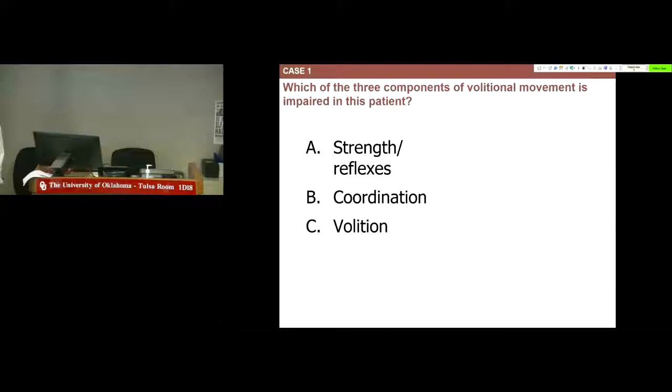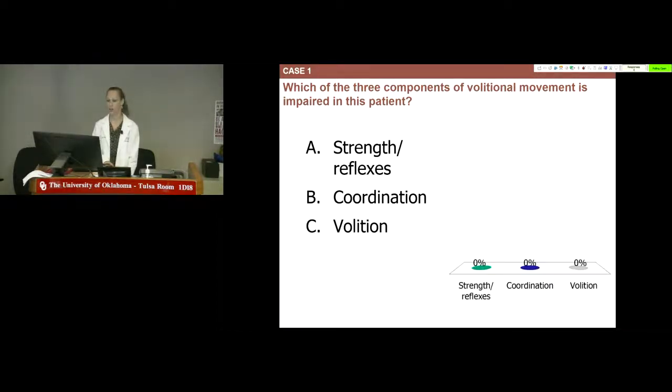What component of volitional movement are we having trouble with here? Okay, so yes, agreed. So this would be coordination.